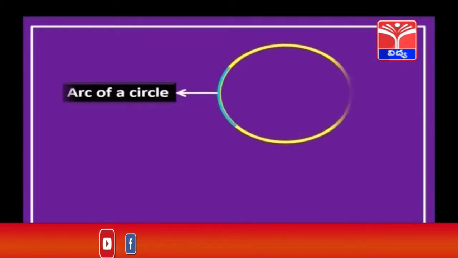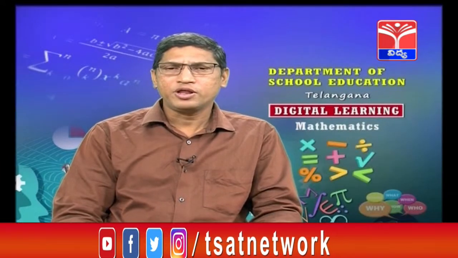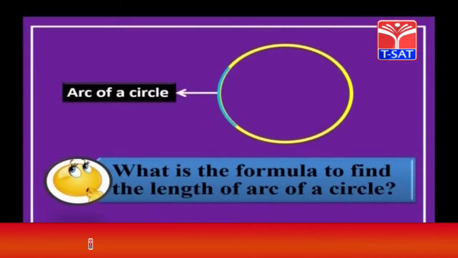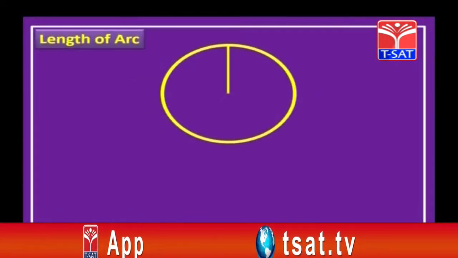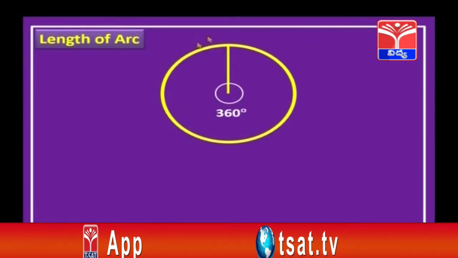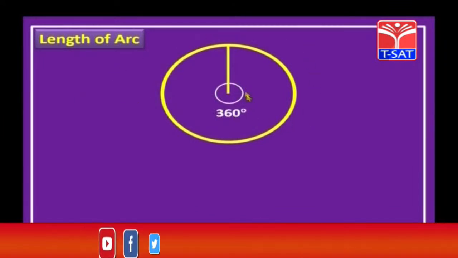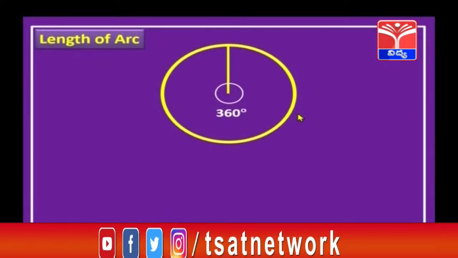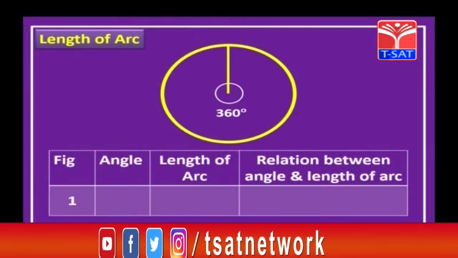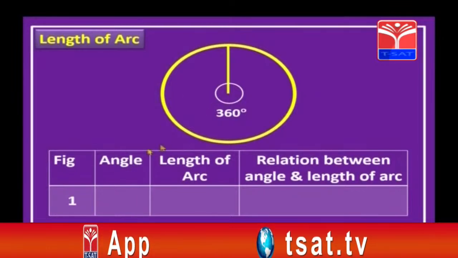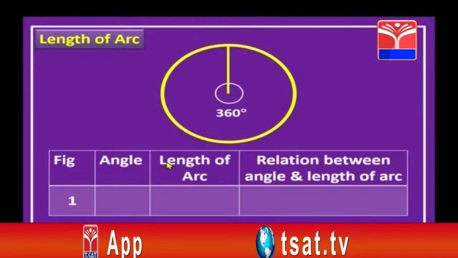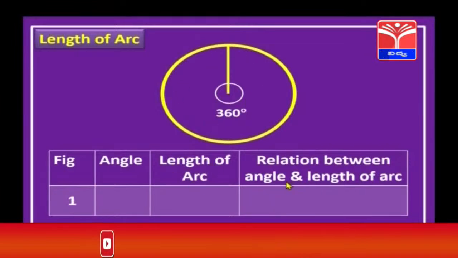Okay, children. So now let us see how to find the length of the arc of a circle. So what is the formula to find the length of arc of a circle? Let's see. Now consider a circle with radius. When we have a complete circle, what is the angle at the center, children? Yes, 360 degrees. So let us take these values in a tabular form, children. This is the first figure I am taking. Then the angle subtended at its center by this figure, the length of the arc, and the relation between angle and length of the arc. That is what I am going to find out, children.